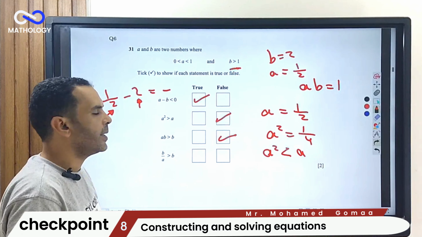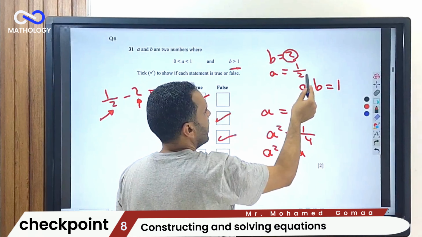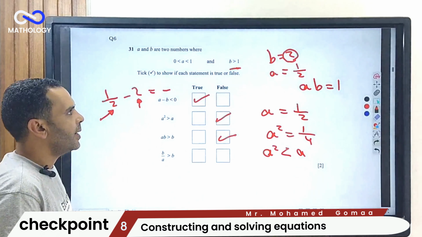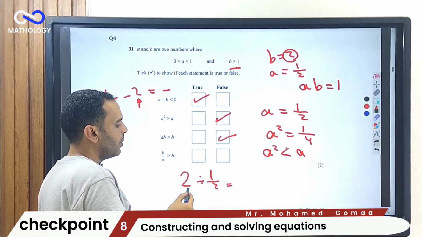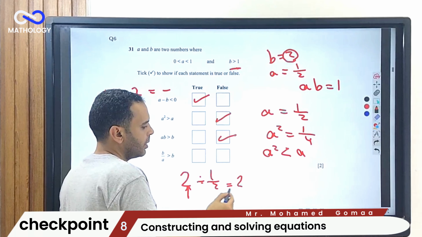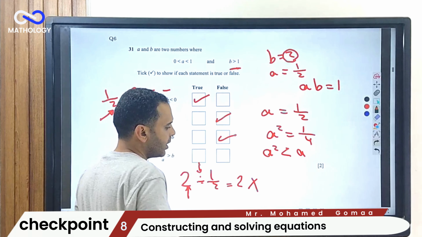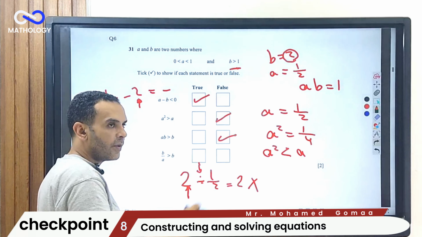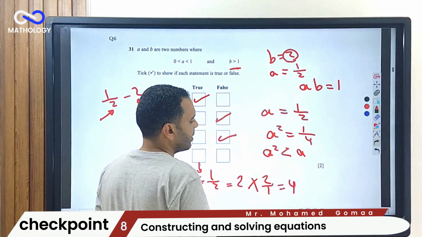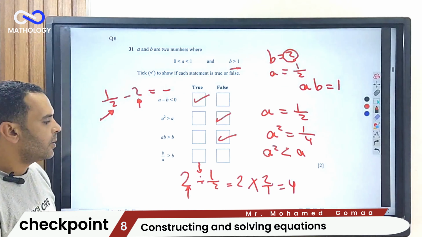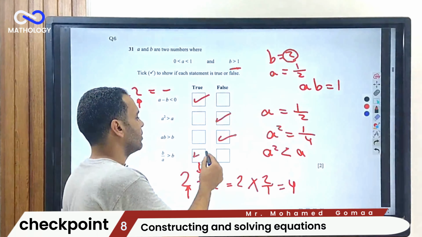b over a greater than b. b is 2 and a is half. When we divide 2 by half, when we divide fractions, we keep the first number 2, we convert the division sign to a multiplication sign, and we flip over the fraction. Flip the fraction over, it will be 2 over 1. That means the answer will be 4. So b over a greater than b, right, true.